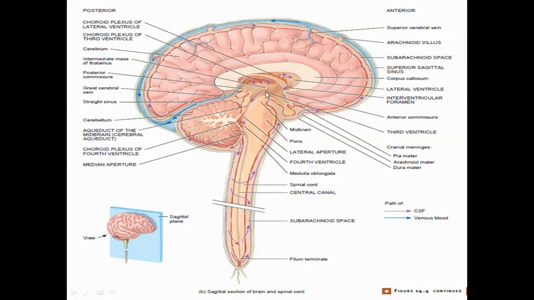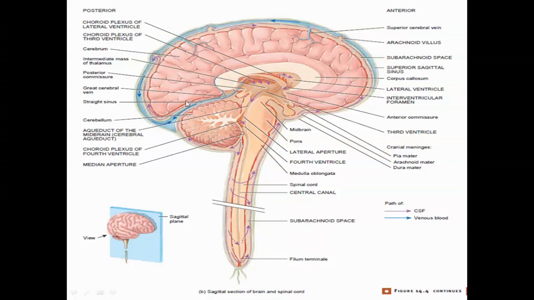This is the third ventricle, and this is the choroid plexus of the lateral ventricles. This is the choroid plexus of the third ventricle, and here you can see the choroid plexus of the fourth ventricle. The CSF flows from the third ventricle into the fourth ventricle through a duct called the aqueduct of the midbrain.